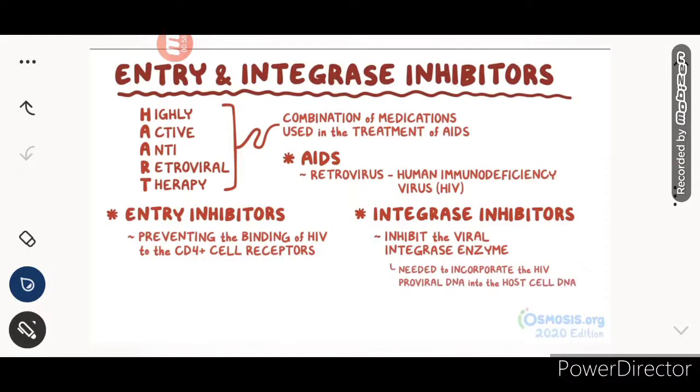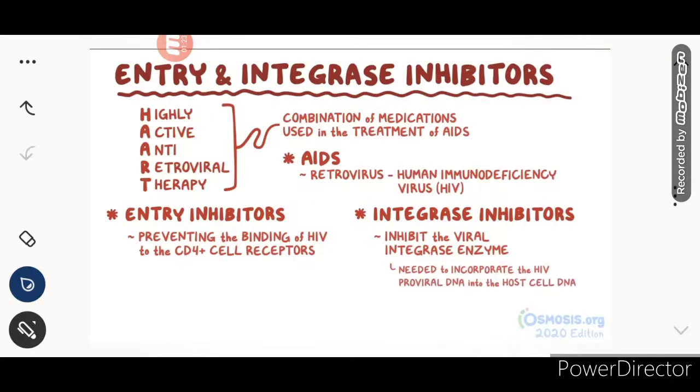And what is this? It is a combination of medication used in the treatment of AIDS. And what is AIDS? That is acquired immunodeficiency syndrome. Okay, so it is caused by the retrovirus, that is human immunodeficiency virus, that is HIV. So basically there are two classes. Today we're gonna study entry inhibitors and integrase inhibitors respectively.